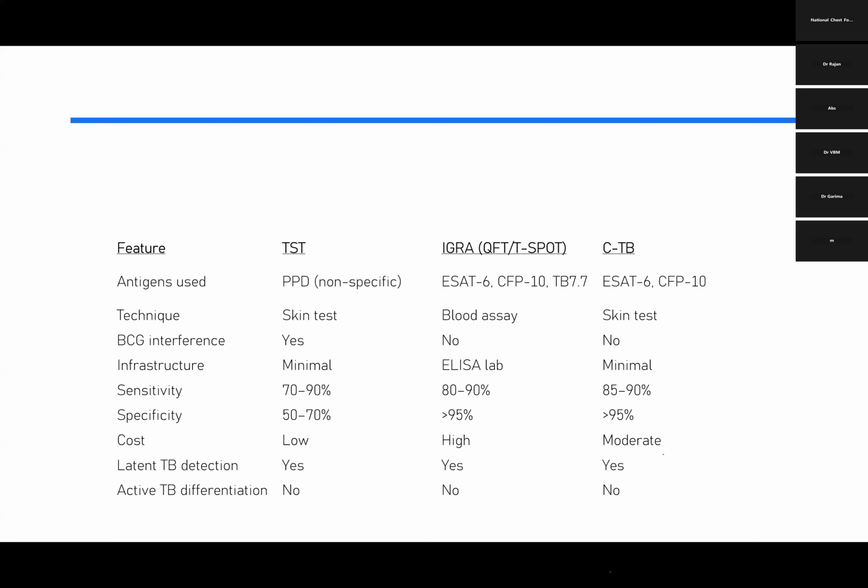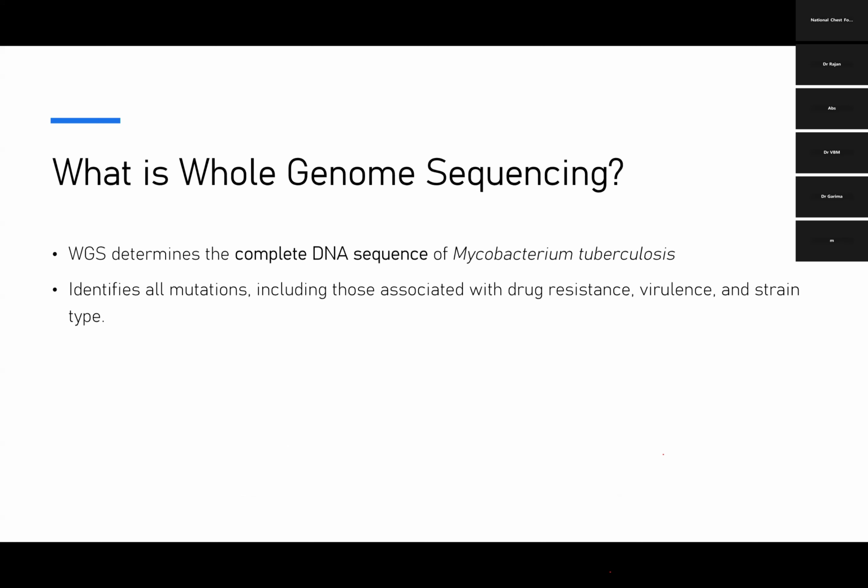So all three can detect latent TB, but unfortunately, none of them can differentiate latent from active TB infection. Now come to the last topic, that is, what is whole genome sequencing. Whole genome sequencing determines the complete DNA sequence of Mycobacterium tuberculosis. It identifies all mutations, including those associated with drug resistance, virulence, and strain type.